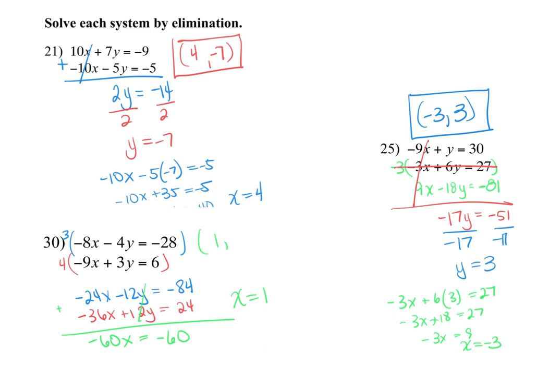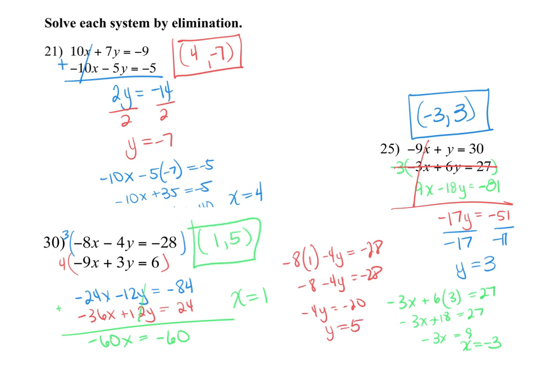And again, just like everything else, plug it back into one of those. 8 times 1 minus 4 times y equals negative 28. Negative 8 minus 4y equals negative 28. Add it over. And so I have negative 4y equals negative 20, divide, y equals 5. And I have my y value, x and y, and I am done.